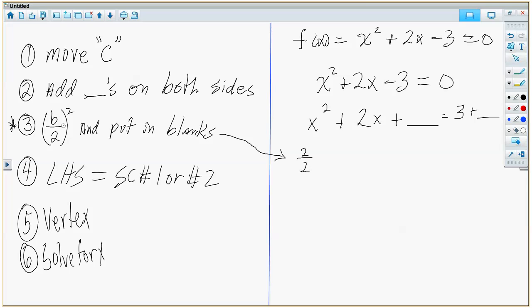And what I do with 2 divided by 2, I square it, right? Which will give you 4 divided by 4, which is what? 1. And I take that 1, and I put it right here. And I put it right here.